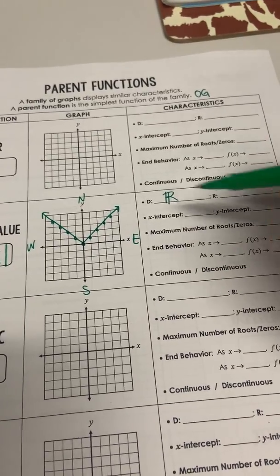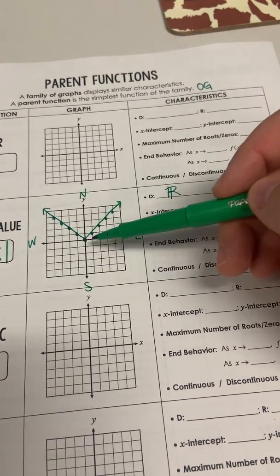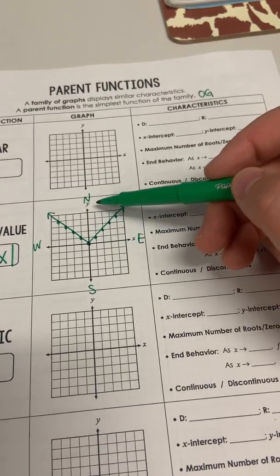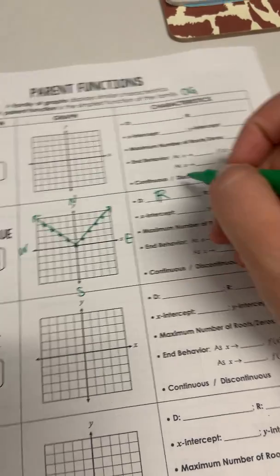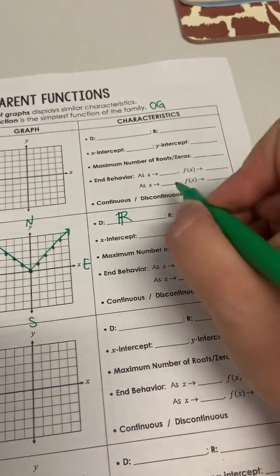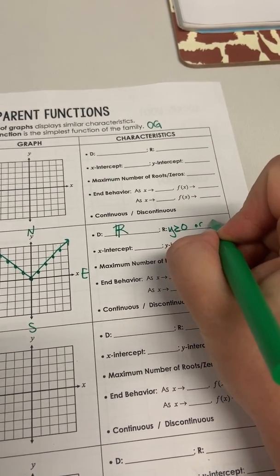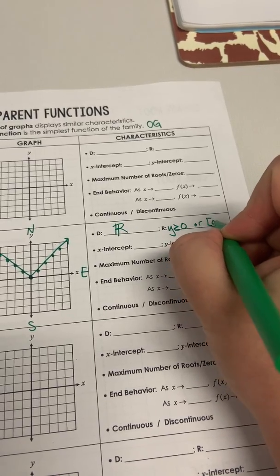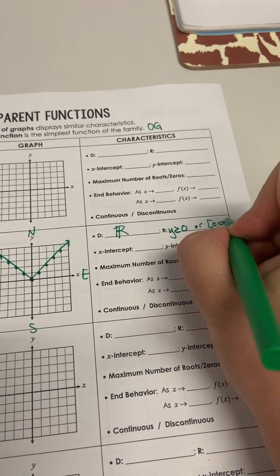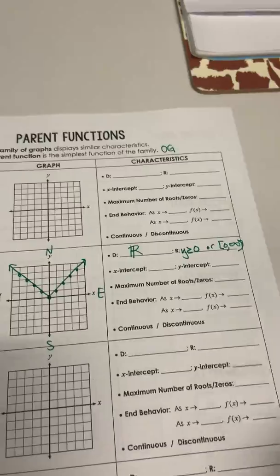For the range, we're looking at north to south only, and we start out at 0, and our graph is only going up towards the north. So now you have a choice. You can write this as y is greater than or equal to 0, or you can write this like we've stated before, that 0 goes to infinity with a parentheses.